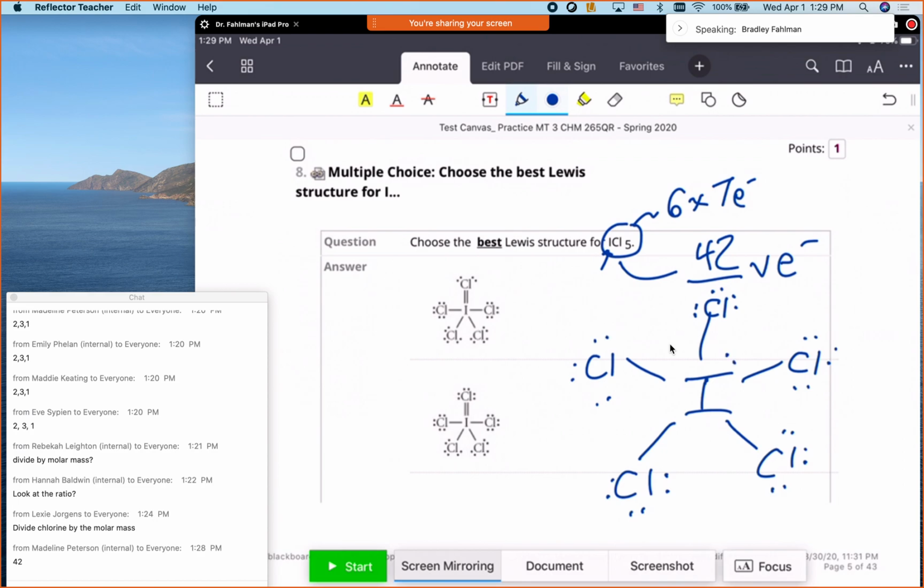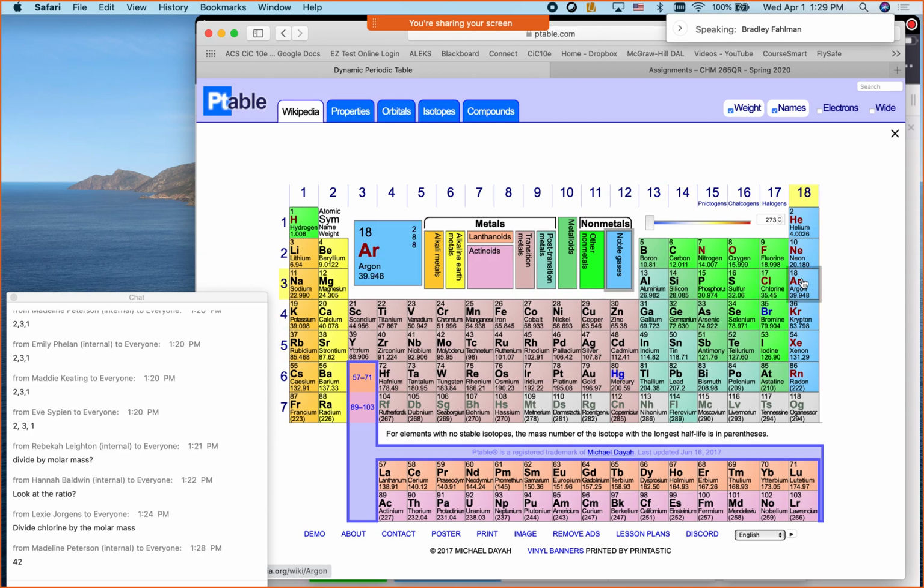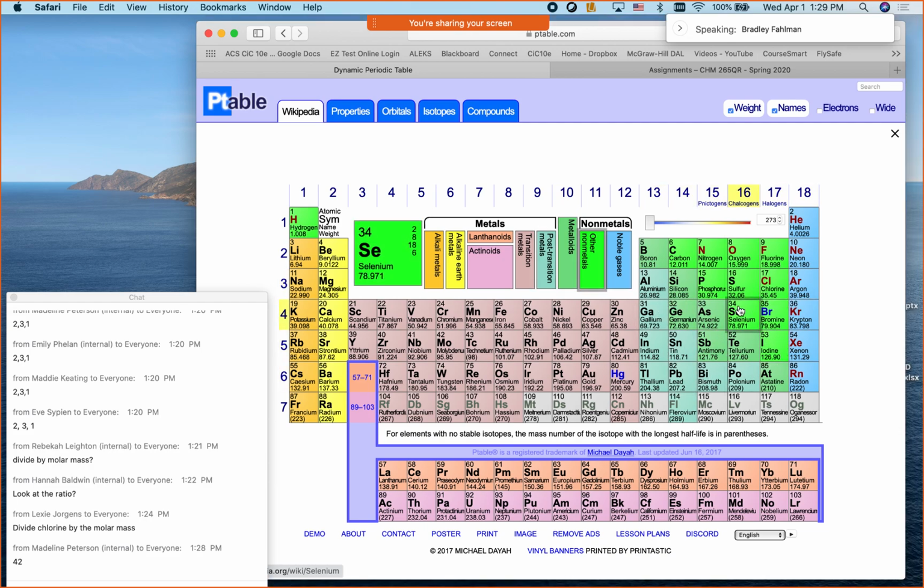They go around that middle then. So this is an example of something that can have more than 8, or more than an octet, because iodine is down below the second period. So again, anything below the second row can have more than 8 electrons. And in this case, iodine, whoops, I think I just lost connection.